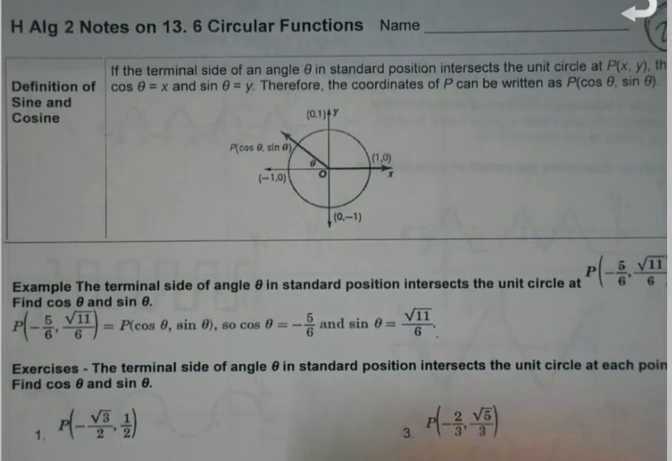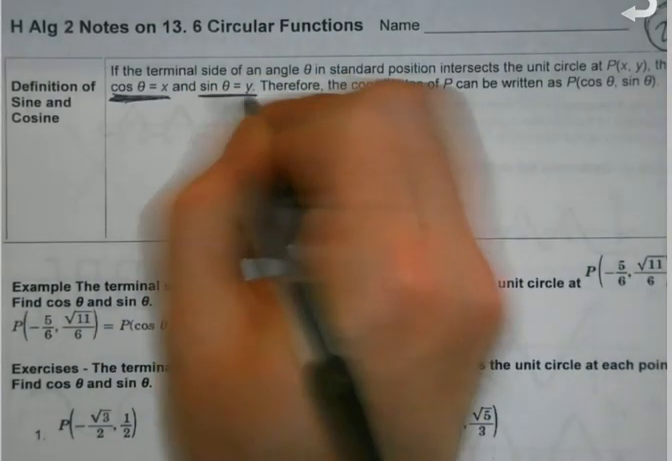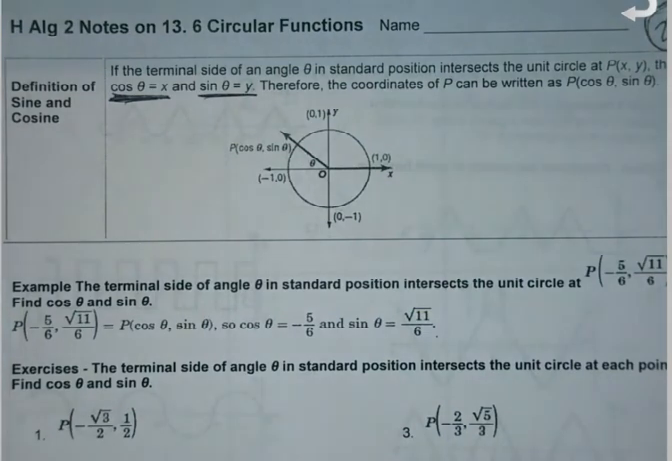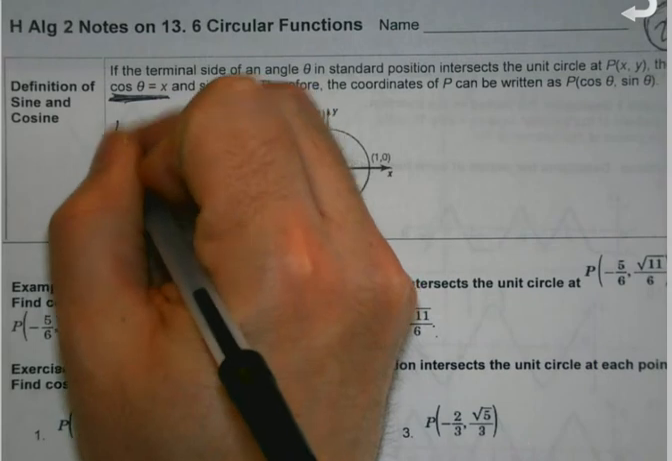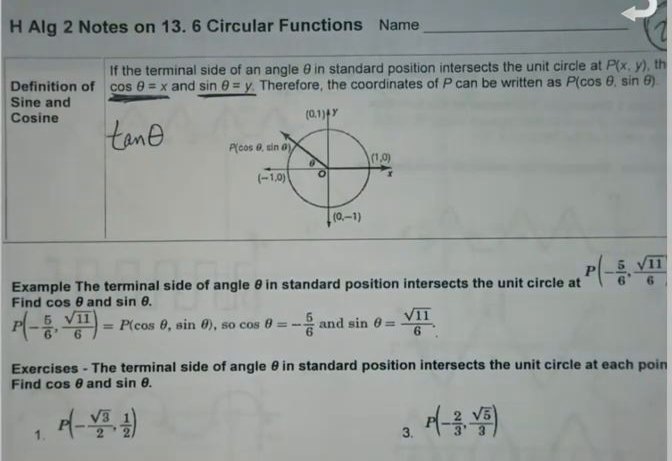So that's going to be my big thing that I want to focus in on as we're doing these. That whatever that x value coordinate is actually my cosine theta value, and the y value is actually my sine theta value. But here's the real kicker. I can even use that information to find my tangent.